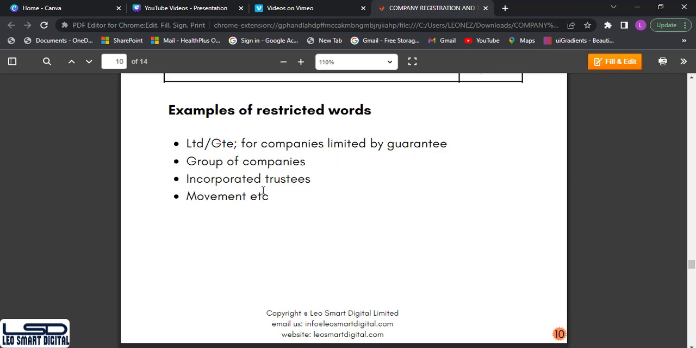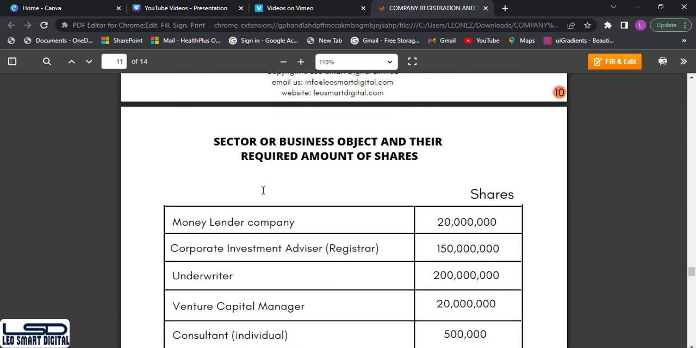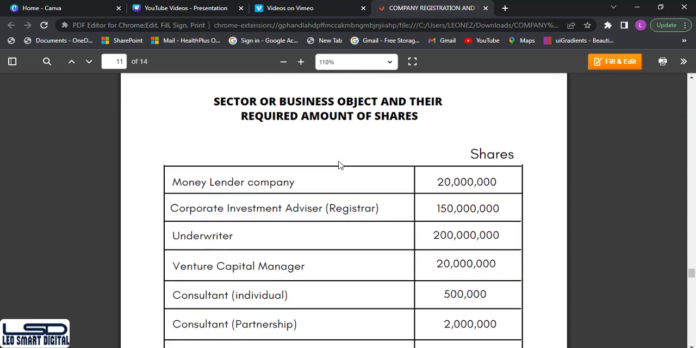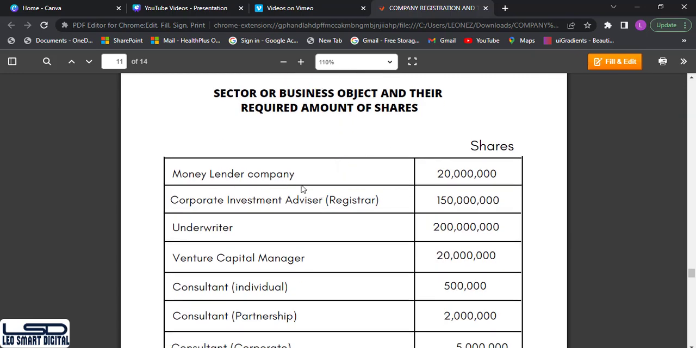So these are restricted words. I also added sector or business object and their required amount of shares. Money lender company, 20 million shares.